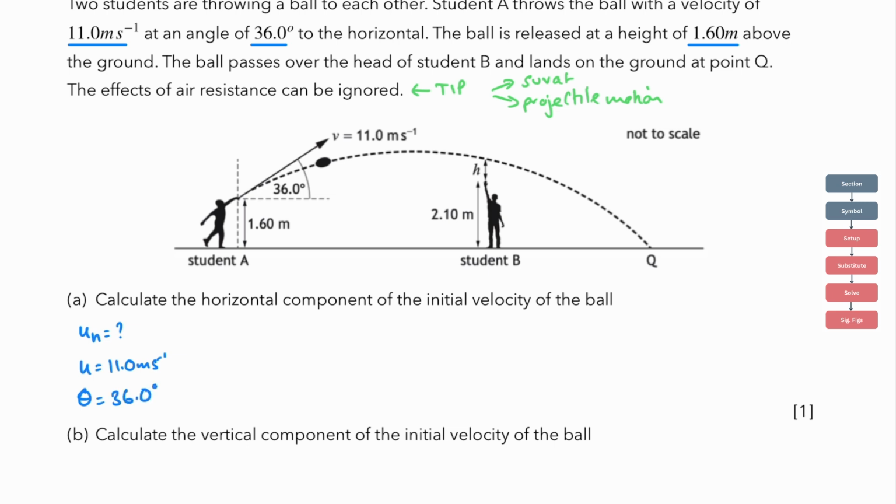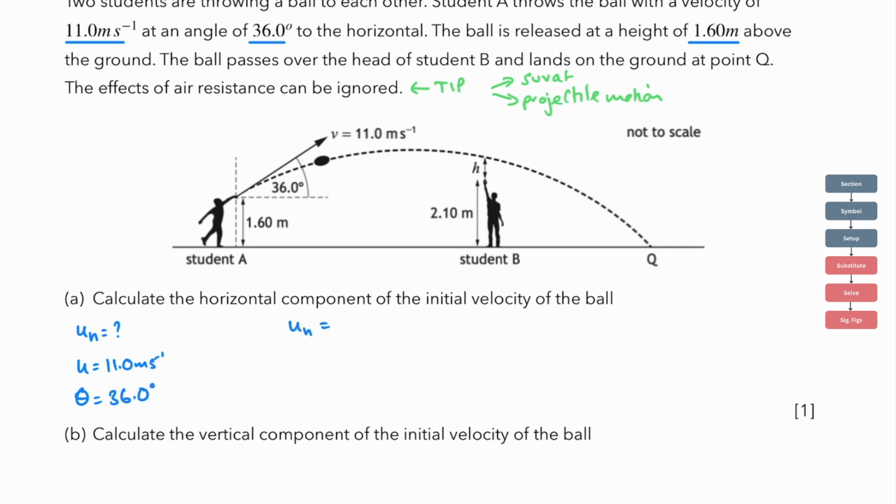Head to our data booklet. We're looking at the horizontal component of the vector. So it's u_H equals u cos theta. That's us found our setup. We now have to substitute in the data. Then we've got to solve, so pop that into the calculator, and that gives us 8.90 metres per second.